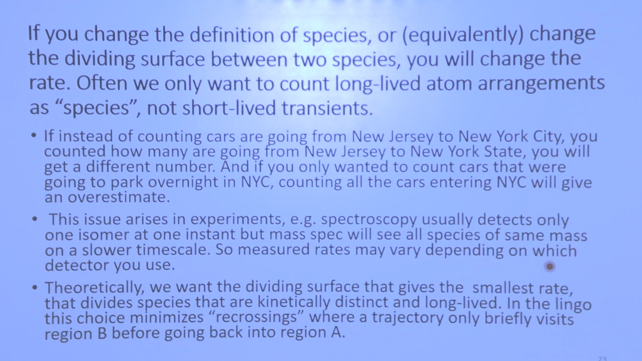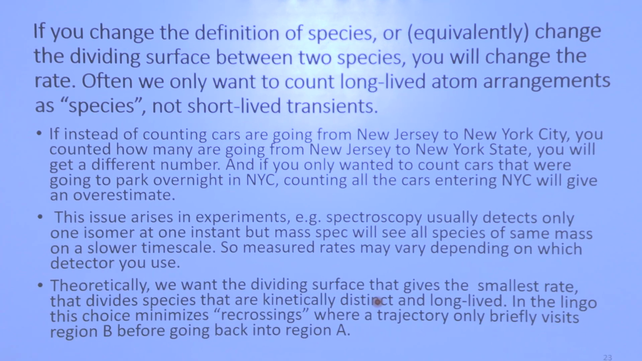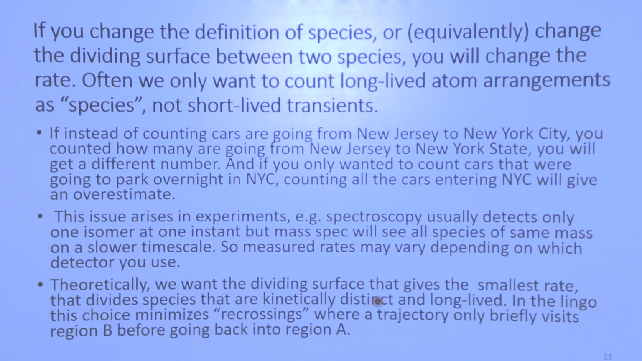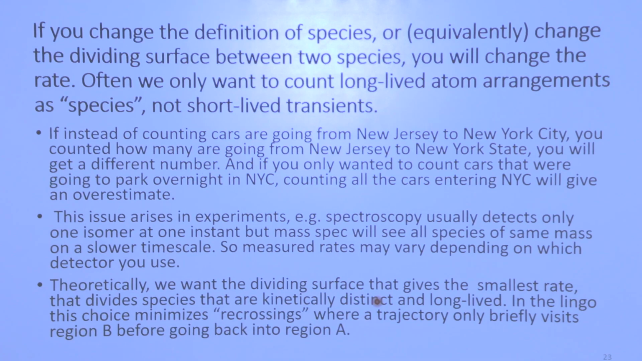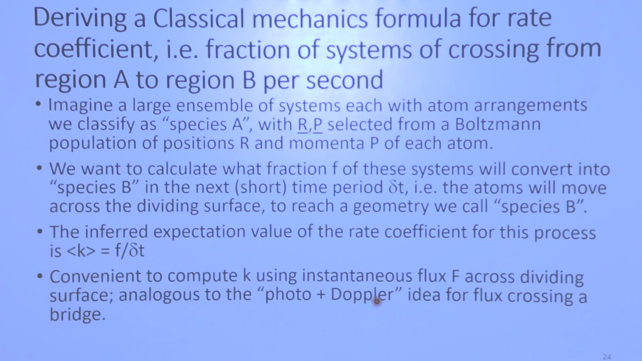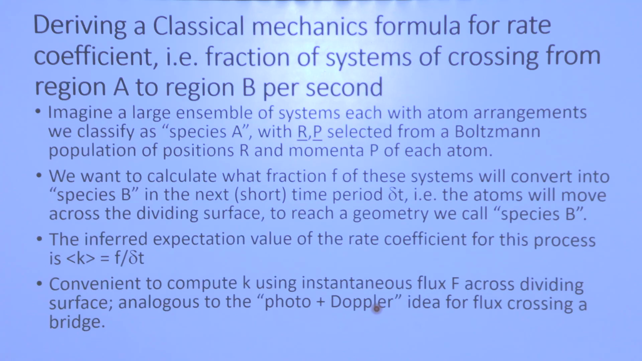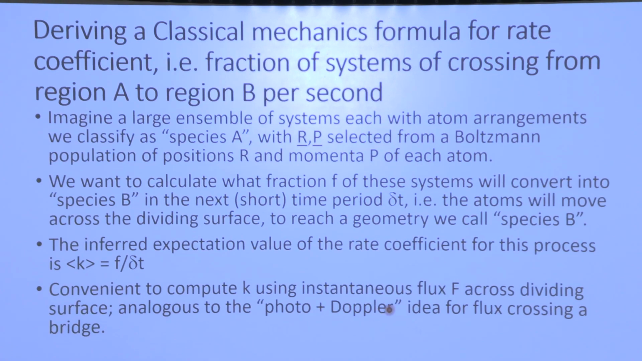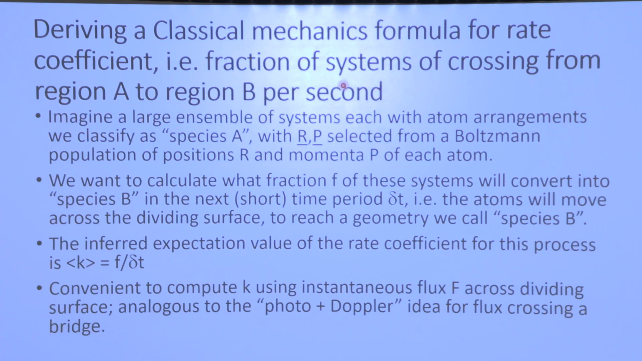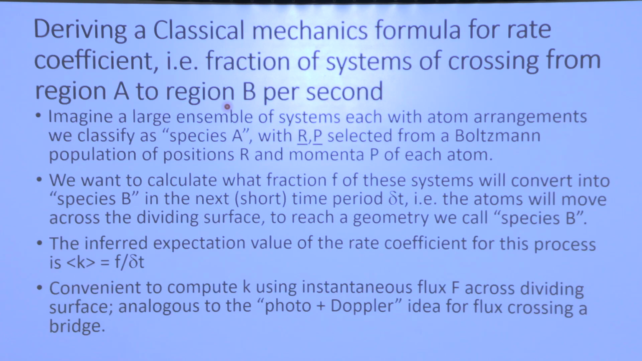And theoretically, what you want is the dividing surface that has the clear definition of the species you want and gives the smallest possible instantaneous flux. That's the one that's the correct one to use when you're trying to get a rate coefficient. Okay, so once you've done all this, you now can derive the classical mechanics formula for what a rate coefficient is. And it's related to the fraction of species that crosses from region A to region B.